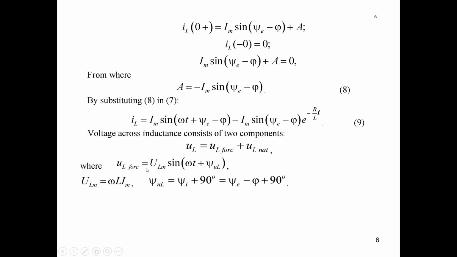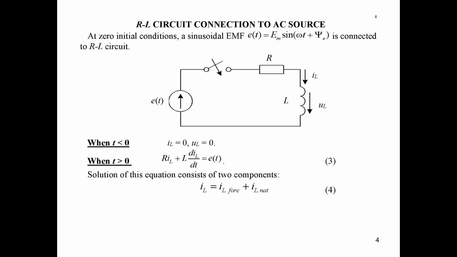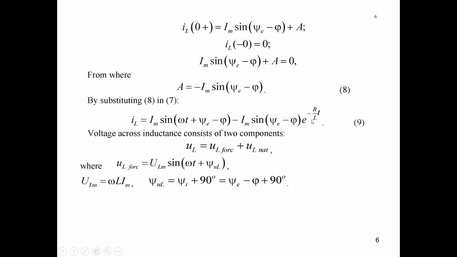From here we can determine the voltage drop across inductance, and it will also consist of two components. In the previous case, the forced component was equal to 0 because voltage drop across inductance in a steady state DC process equals 0. Inductance behaves like a short-circuited part of the schematic in DC steady state processes, but for connection to an AC source, voltage drop across inductance will not be equal to 0, as you know from the course of the previous semester. How can we determine UL?